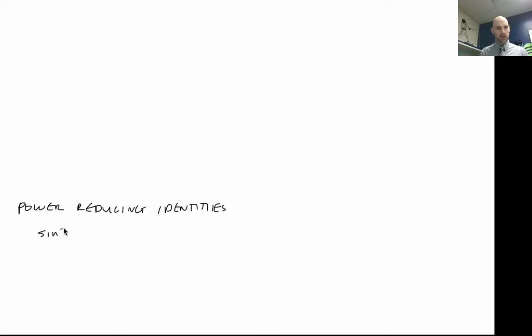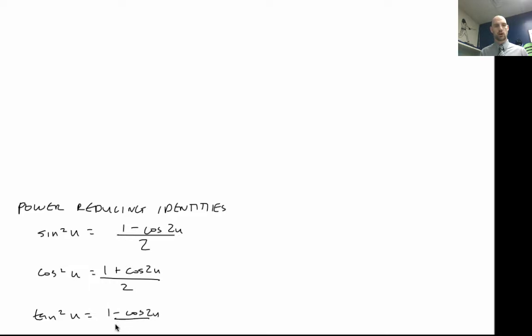We're going to put in sine squared u is equal to 1 minus cosine of 2u over 2. And cosine squared u is equal to 1 plus the cosine of 2u over 2. So it was minus up here, it's plus down here. And the tangent squared of u is equal to sine over cosine, so it's going to be 1 minus cosine of 2u over 1 plus the cosine of 2u.